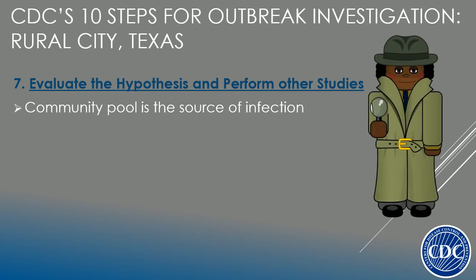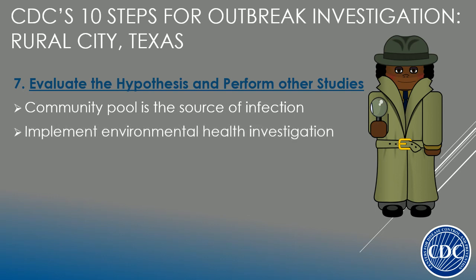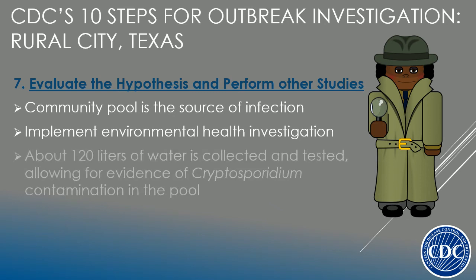The 7th CDC step includes evaluating the hypothesis that the community pool is the source of disease and implementing an environmental health investigation. The investigation, in which about 120 liters of water is collected and tested, allows for finding evidence of Cryptosporidium contamination in the pool.